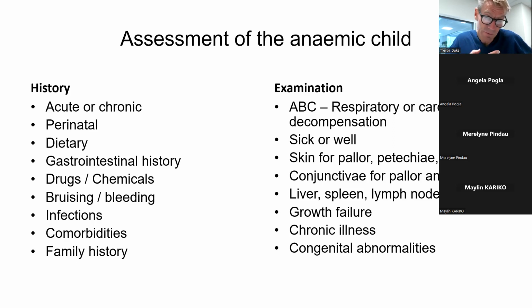Then look for evidence of chronic illnesses and look for congenital abnormalities, because there are some, although rare, forms of anemia that are associated with congenital abnormalities of the limbs, or other abnormalities that might suggest, for example, thalassemia.